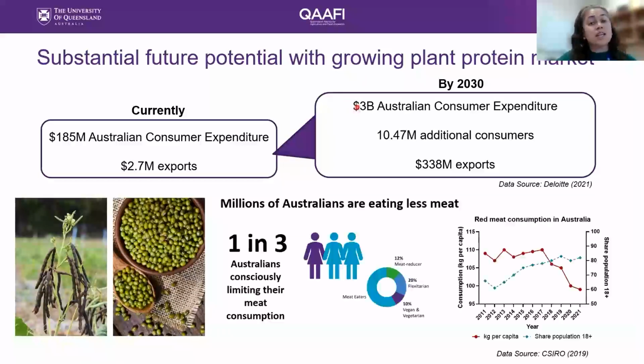Another trend that we're seeing is that a lot of Australians are eating less meat, with 1 in 3 Australians consciously limiting their meat consumption and looking for alternative plant protein sources. So this means that there's a growing need for looking at alternative plant protein sources. And so there's an opportunity for Mungbean to really take a piece of that pie.